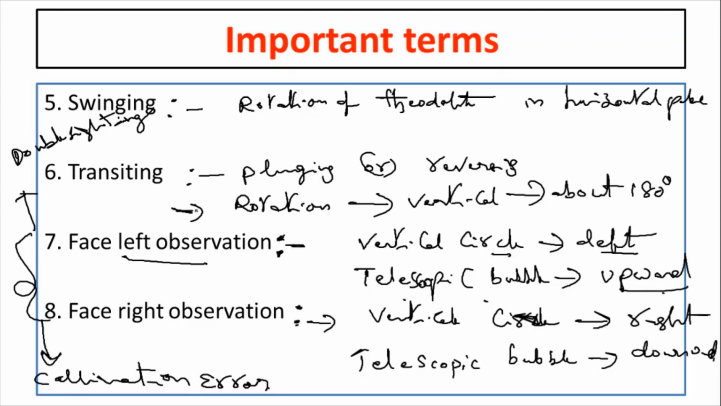So in the next video, we are going to discuss the adjustments of the theodolite. Basically, two types of adjustments are there that we will see in the next video.